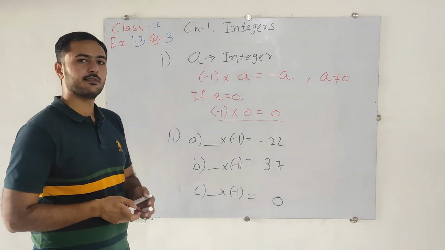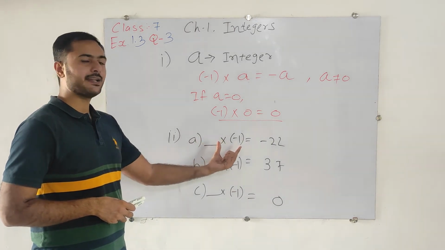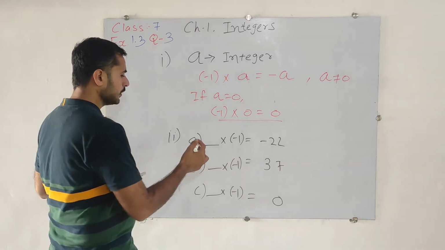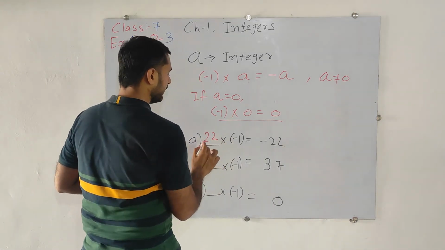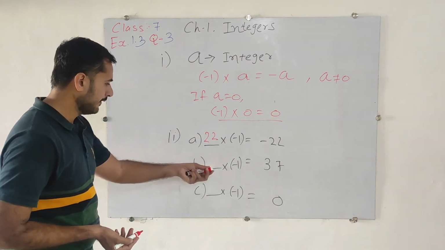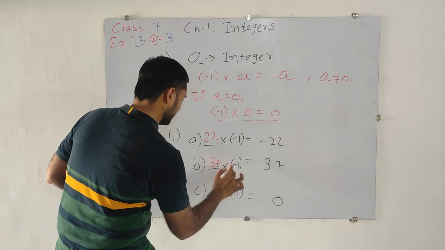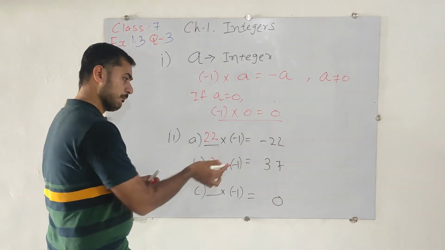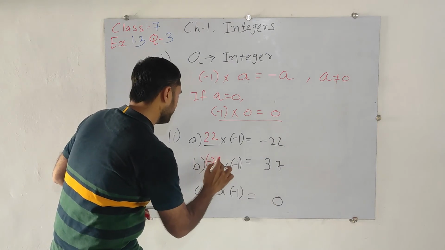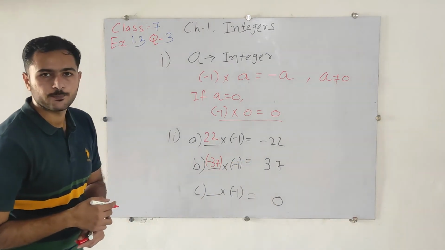So we have to solve this. We should multiply with minus 1 to get the answer minus 22. Simply, I will do plus 22, because 22 ones are 22, and plus times minus gives minus. Now in the second one, what should I multiply here? 37, because 37 ones are 37, but we need plus 37. Here plus times minus is minus. If I just do minus 37, then minus times minus is plus 37, we got it.